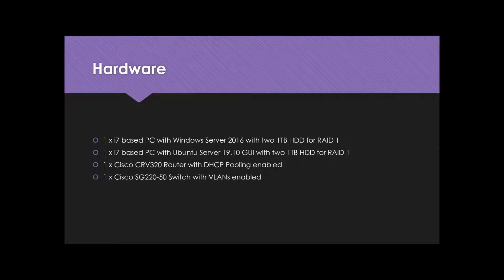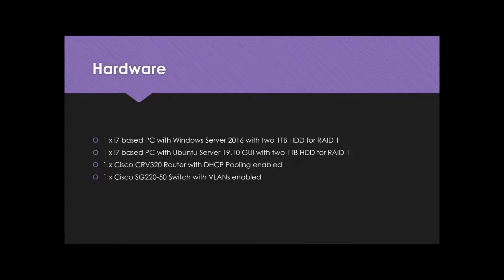So a quick system overview of all the things we have implemented into this project. Hardware side of things was quite simple. An i7 based PC was going to run a Windows Server 2016 operating system. Windows Server 2016 was picked just due to our knowledge of the operating system itself. And we also had an additional 1 terabyte hard drive for RAID 1 redundancy in case of a drive failure.